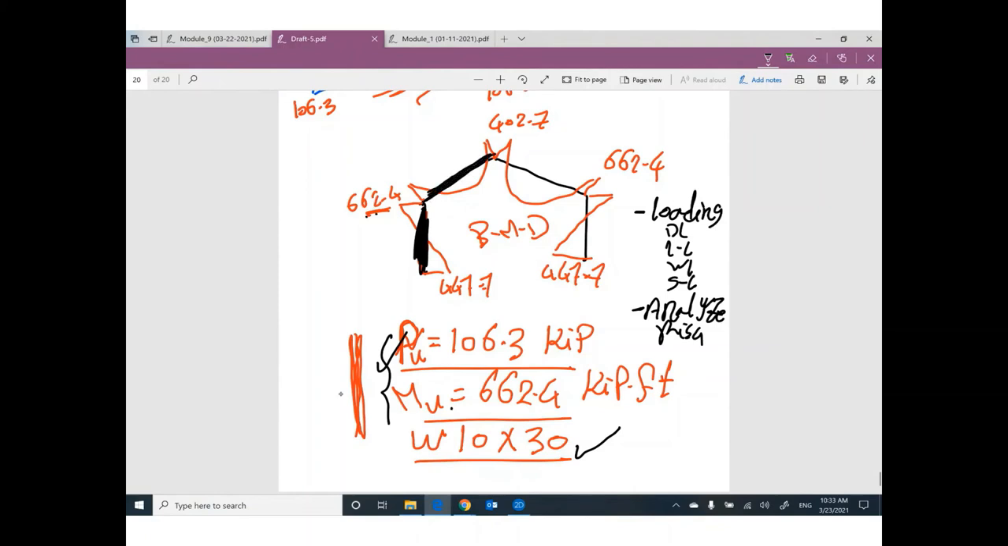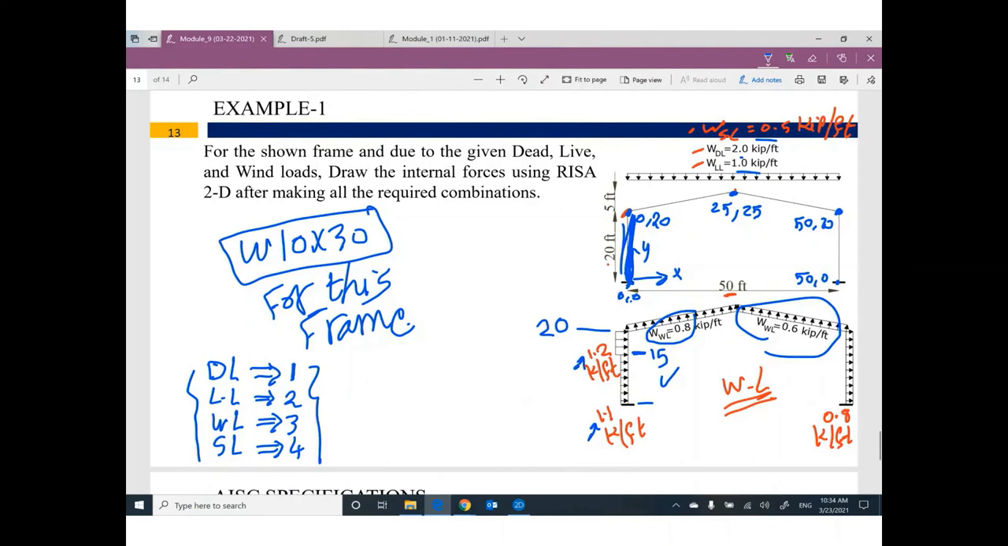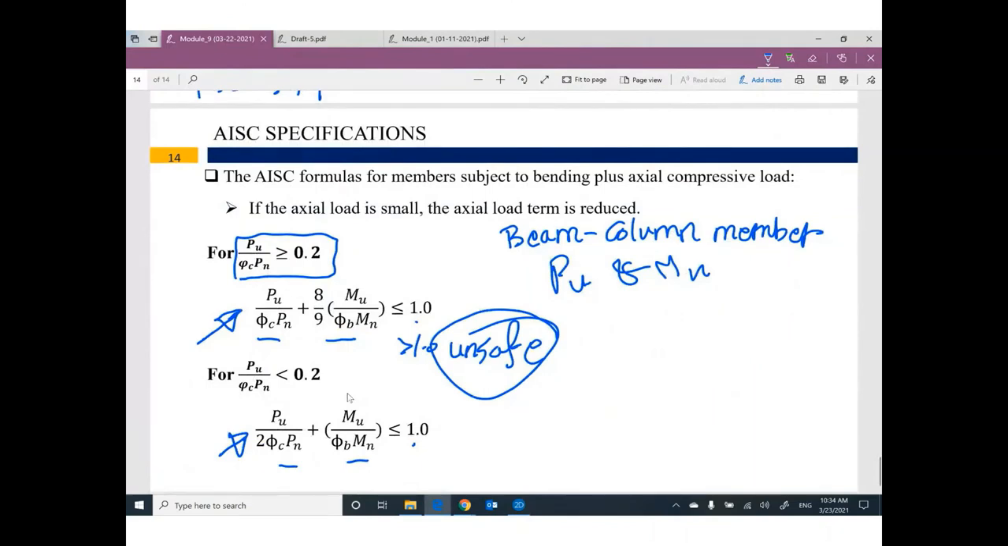The same for this member. For example, this inclined member, we have P ultimate equal 75.3. And the M ultimate, we have here 662, we have here 402. I will use 662.4. I will do the same calculation for this member to make sure this one is safe. Does that make sense? The other members will be the same. Probably you don't need to repeat them. If you go back to the last meeting, the last example, we have a member, P ultimate equal a value, M ultimate equal a value. These values right now, I can get them from RISA. Then I can use these steps to figure out the assumed cross-section is safe or unsafe.